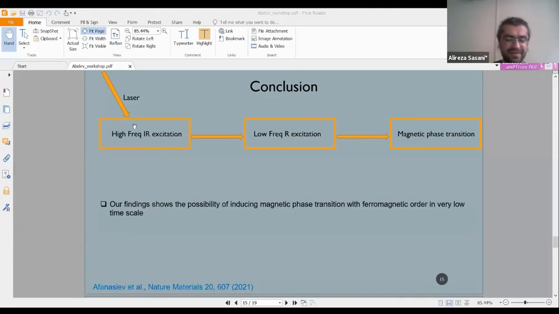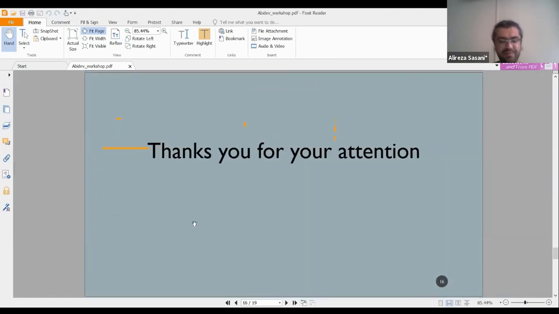Just to conclude, we have shown that it is possible to excite the higher frequency IR modes using a laser, which then couples to Raman modes and quasi-statically freezes these modes in the structure, which changes the magnetic potential surface and makes this phase transition happen. And it is very fast, happening on a 5 picosecond time scale, which is 1 to 2 orders of magnitude shorter than the previously studied mechanism. Thank you for your attention, and I would be happy to answer any questions.